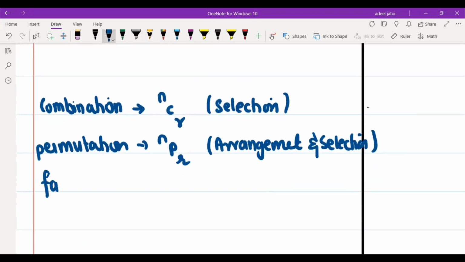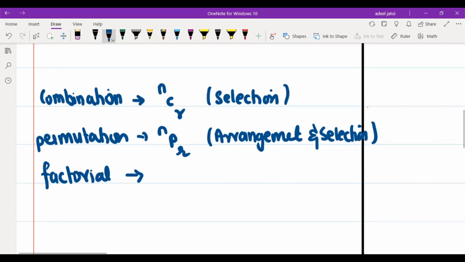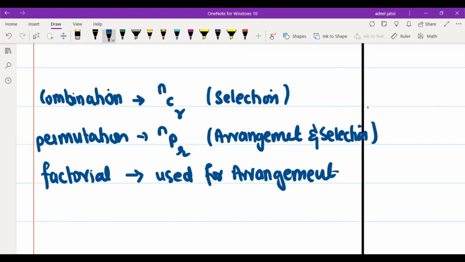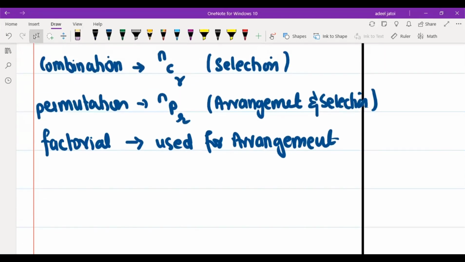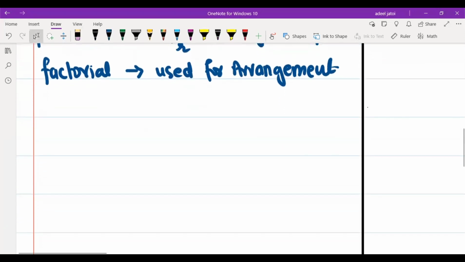Whereas factorial is used for arrangement. Factorial is used for arrangement. So what we can see is there are two things: one is selection and the other is arrangement.